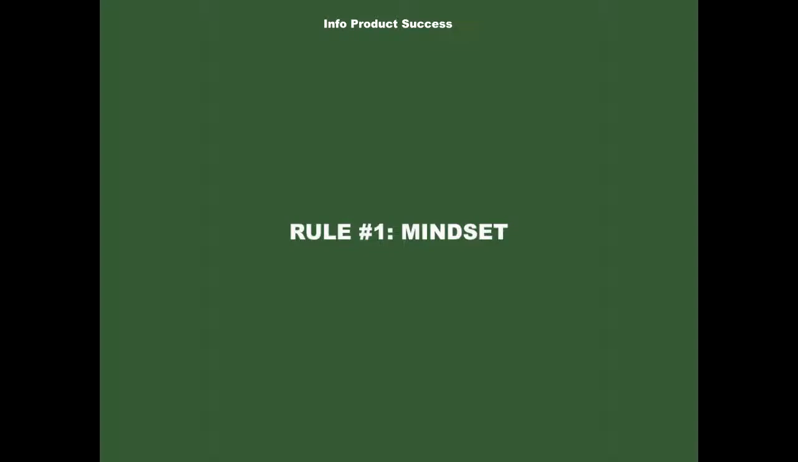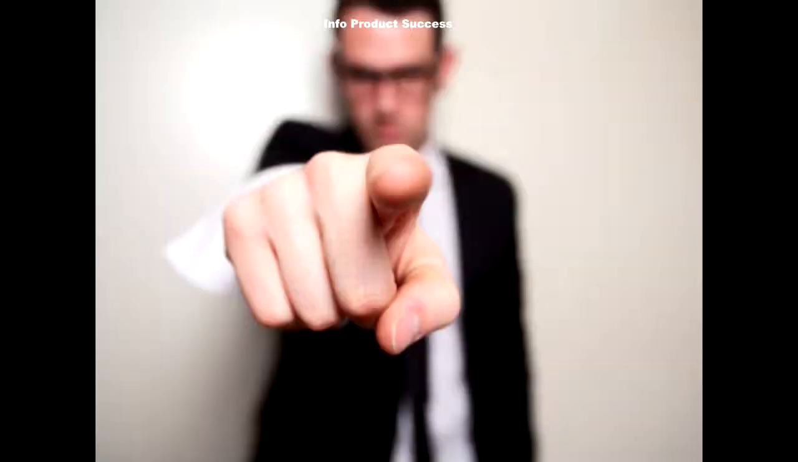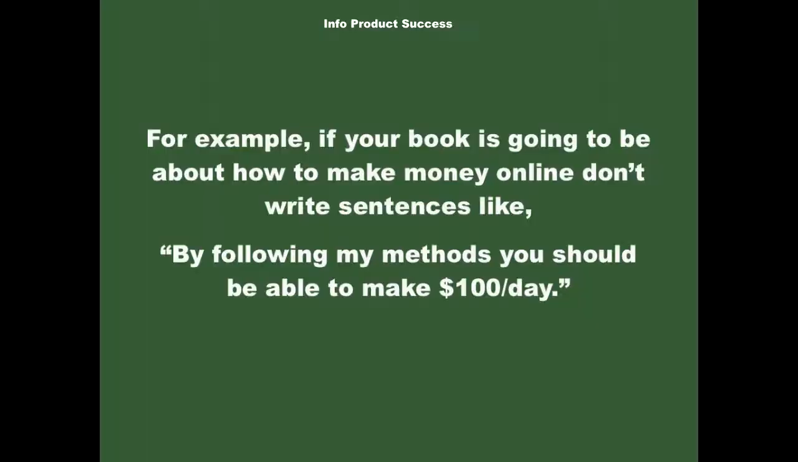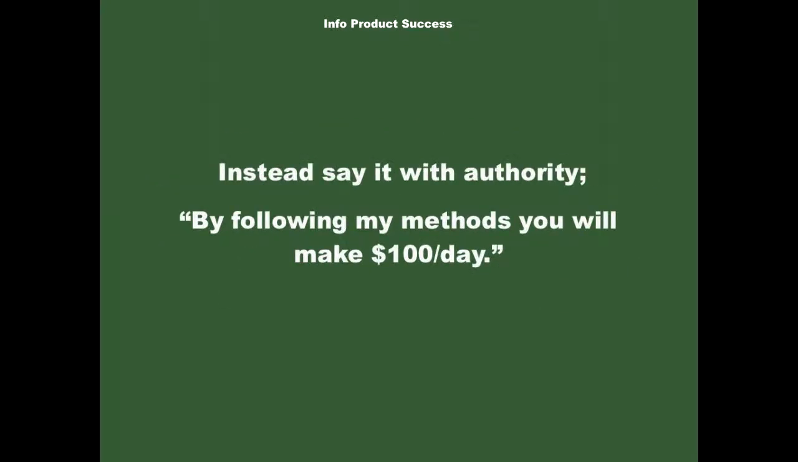Just like I said, writing an ebook takes a certain mindset. You have to write from a position of authority and come across as a leader in your niche. You can't just write using wishy-washy language and take a passive stance on things. For example, if your book is going to be about how to make money online, don't write sentences like, "By following my methods, you should be able to make $100 a day." Instead, say it with authority. "By following my methods, you will make $100 a day."